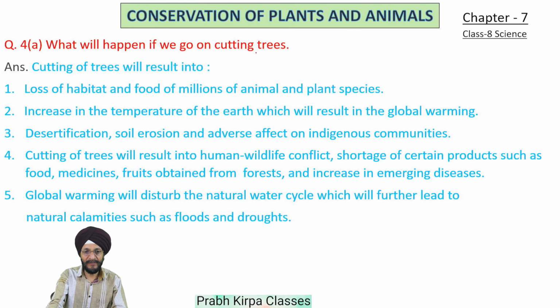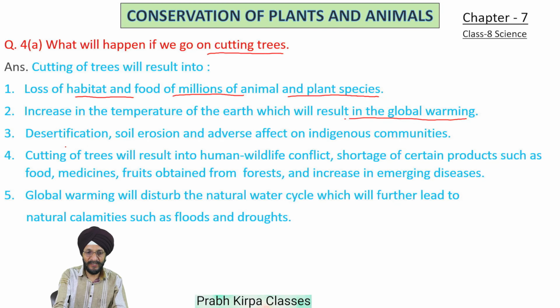What will happen if we go on cutting trees? Cutting of trees will result in loss of habitat and food of millions of animal and plant species. Next, the increase in the temperature of the earth will result in global warming. Cutting of trees will also result in desertification, soil erosion, and adverse effects on indigenous communities.